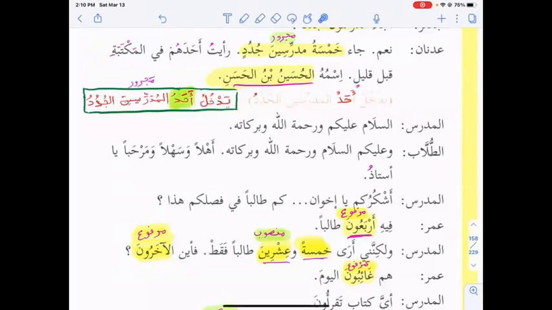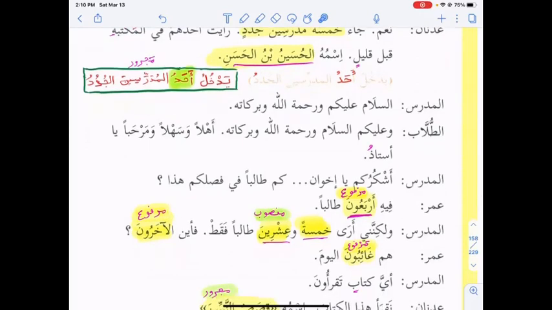akharuna. Where are the others? Akharuna, also jama mudhakkar salim. Marfu bil waw. I've written here marfu. Same thing. لأنه جمع مذكر سالم. The answer is, Umar says, hum ghaibun.